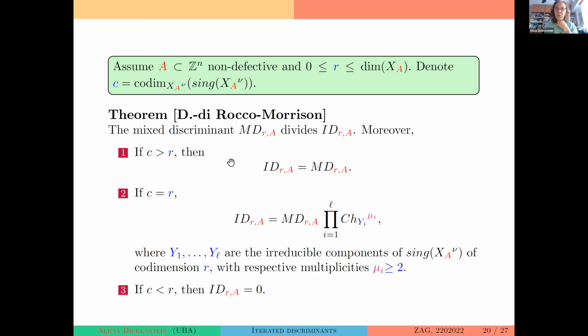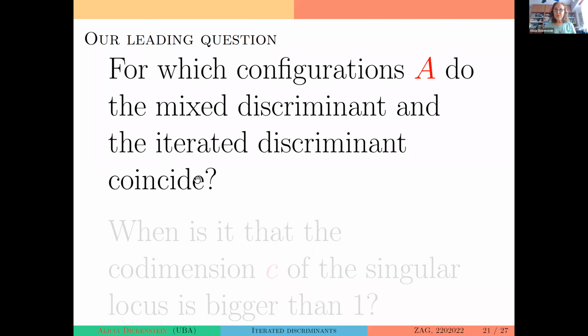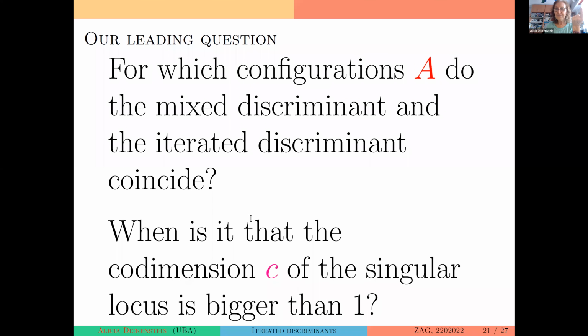Okay, so when can we expect that we exactly compute the mixed discriminant from the iterated one? When the codimension of the singular locus is bigger than R. Okay, so at least to have a chance to put R equal to 1, we need that the codimension is at least 2. So the question is, for which configurations do the mixed discriminant and the iterated discriminant coincide? Or when is it that the codimension is bigger than R, or at least bigger than 1? So we have space to put at least R equal to 1.